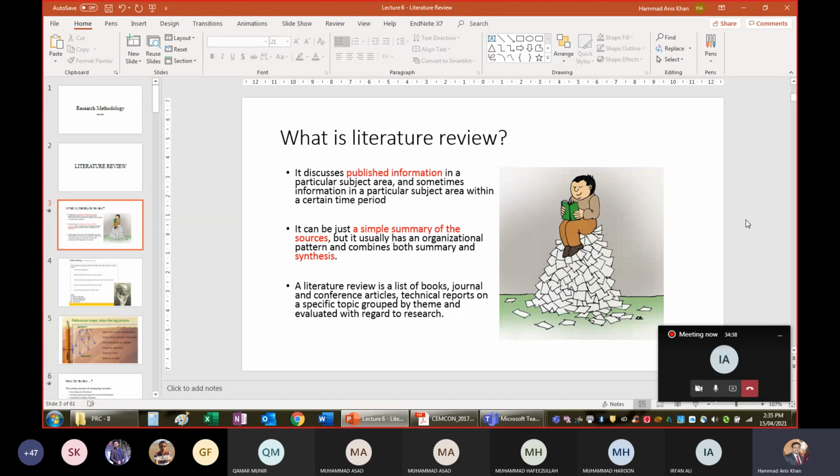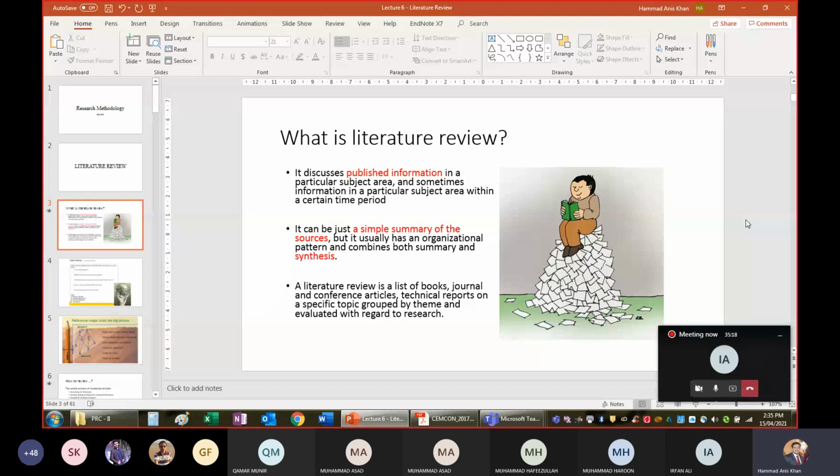So the topic for today's lecture is the literature review. It is one of the most important steps in your research. What is a literature review? It discusses the published information in a particular subject area, and sometimes information in a particular subject area within a certain time period. A literature review is actually the summary of all the sources which you have read or compiled in a certain manner, on a certain research topic or a certain domain of research.